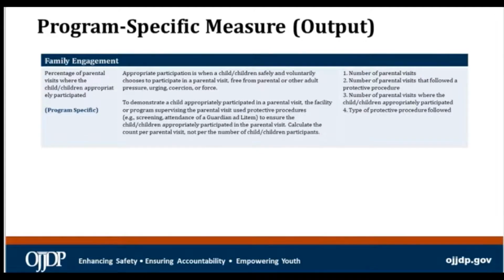Percentage of parental visits where the child or children appropriately participated is a program-specific family engagement output measure. Appropriate participation is when a child or children safely and voluntarily chooses to participate in a parental visit free from parental or other adult pressure, urging, coercion, or force. You will provide the number of parental visits, the number of parental visits that followed a protective procedure, such as screening, attendance of a guardian ad litem, number of parental visits where the child or children appropriately participated, and also the type of protective service followed, which again, you will be able to provide in a text box within JustGrants.